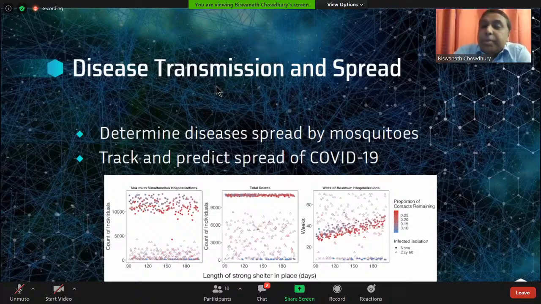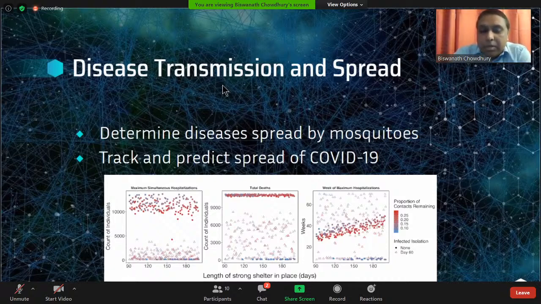We can also use computer models to track the spread of diseases. For example, in one Stanford lab, they used cell phones to record the sound of mosquito buzzing, and using this, they analyzed it and they could determine what kind of mosquito species it was. So this helped the researchers to identify which disease was most prevalent in that area.